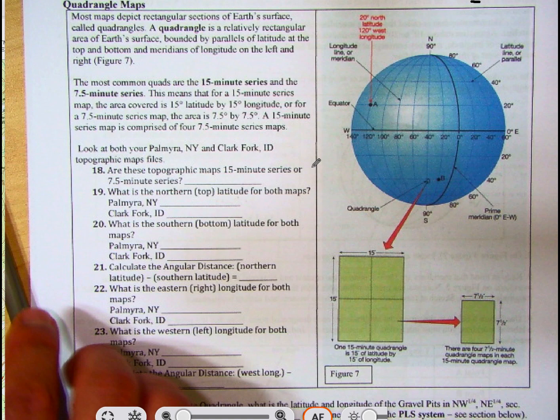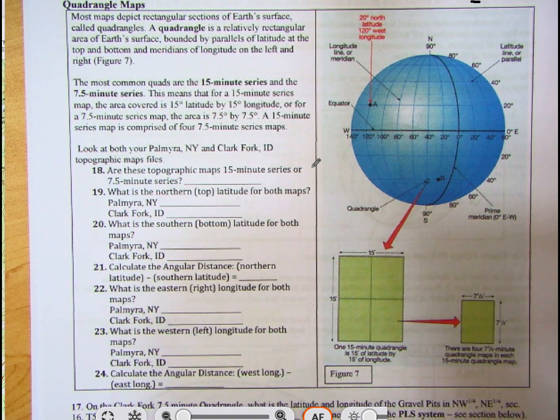Now for the problem you're at, we're going to be looking at two quadrangles, and I've given you the PDFs of these quadrangles, so I want you to download them. Remember, you're not going to print them. You're just going to navigate like I was doing on that Haypers Creek quadrangle that I was just showing you. You want to figure out whether the New York, the Palmera, or the Clark Fork quadrangles are 15-minute series or 7.5-minute series. Then you want to figure out the northern latitude, what's the top of the map for both of these, and the southern latitude for both of these.